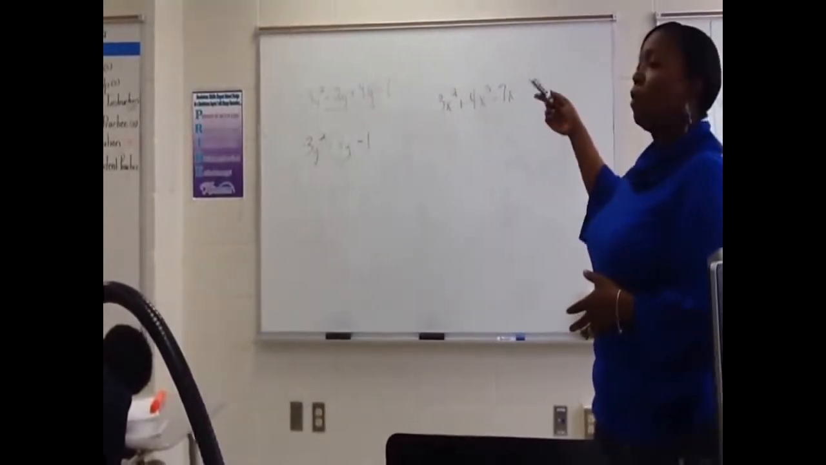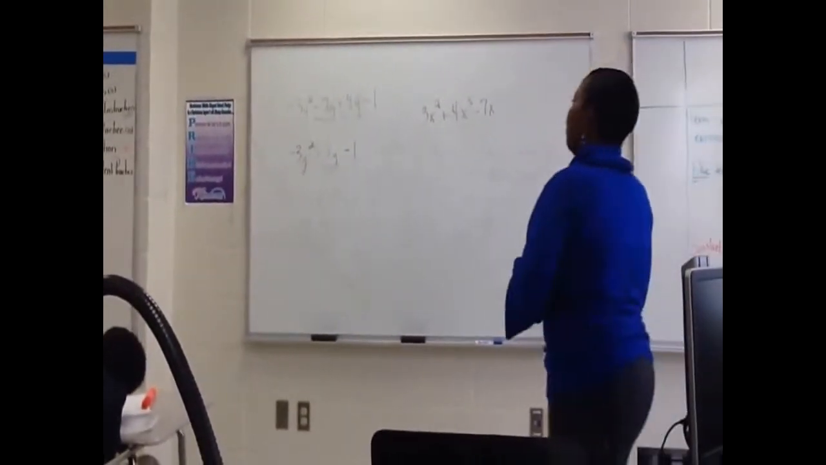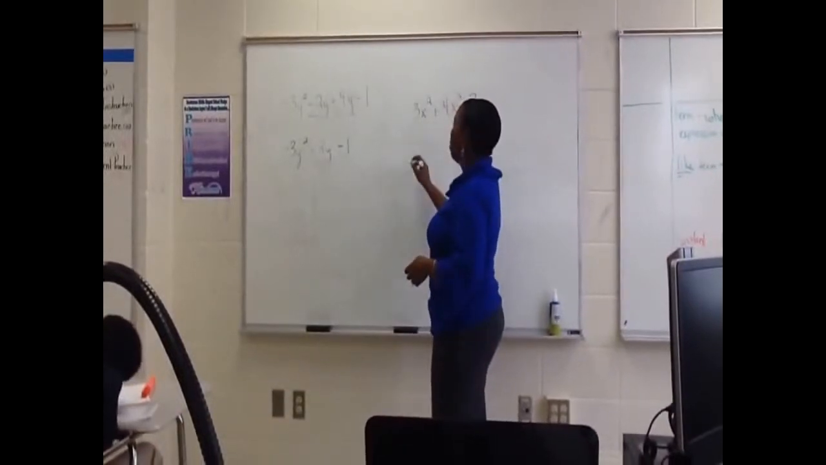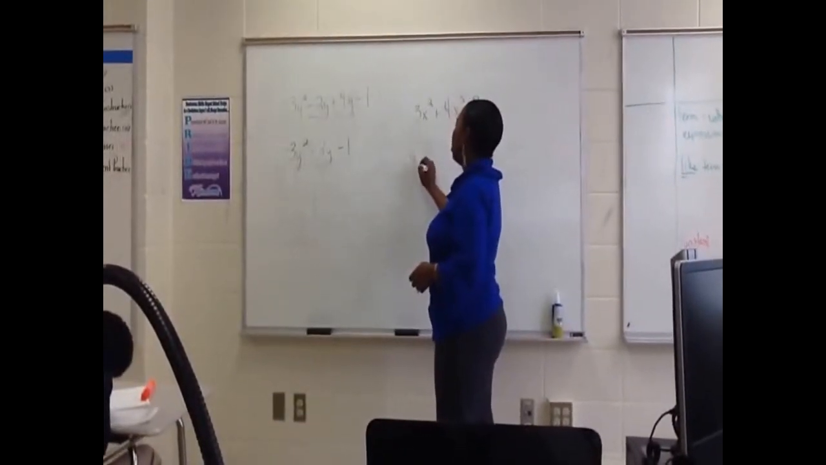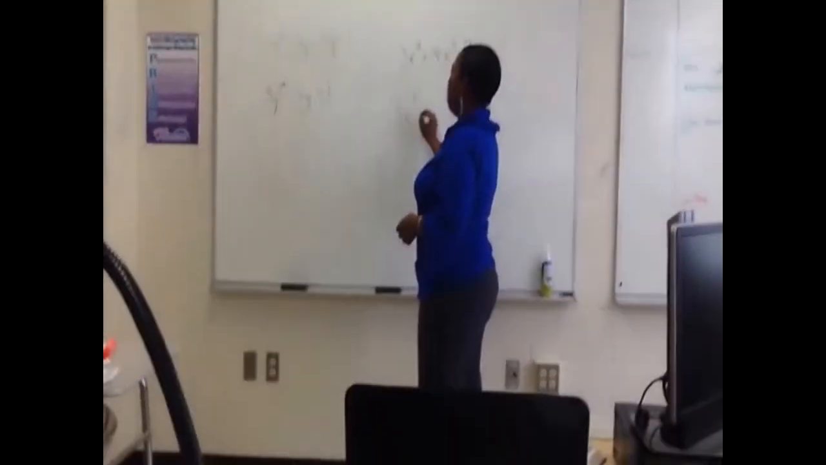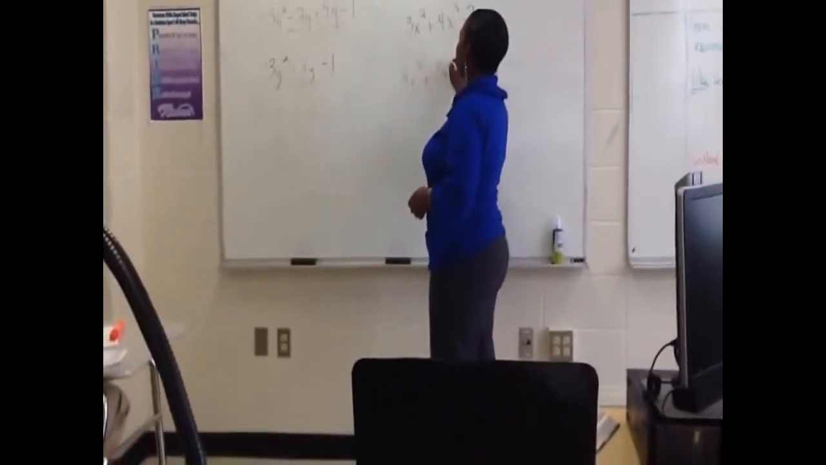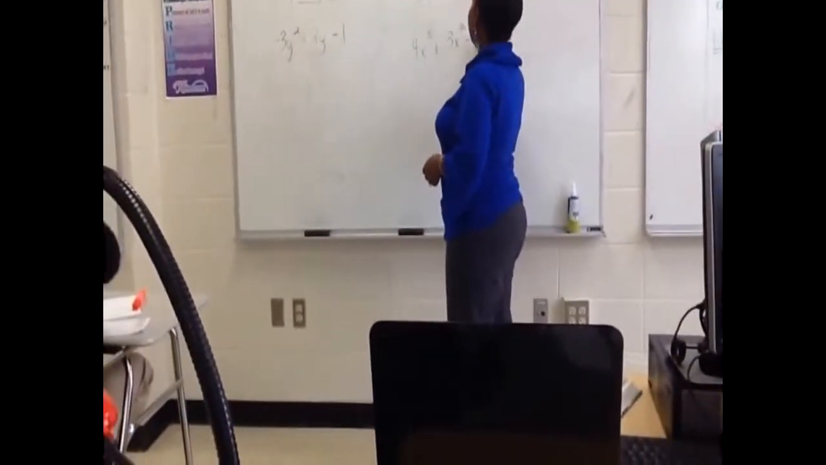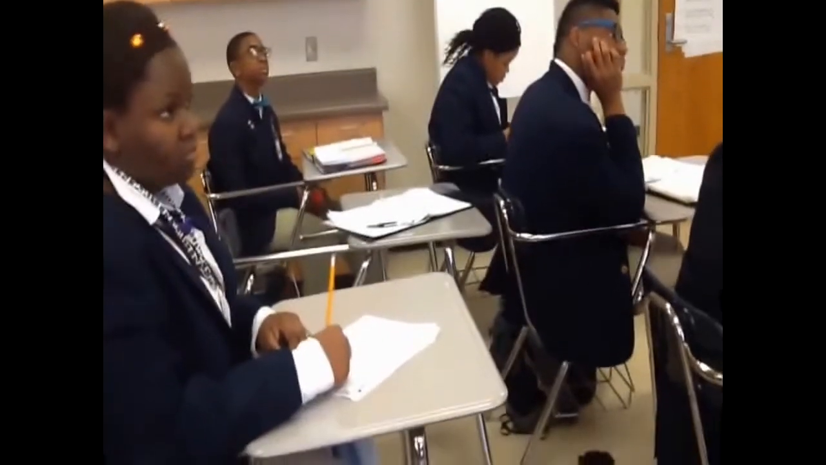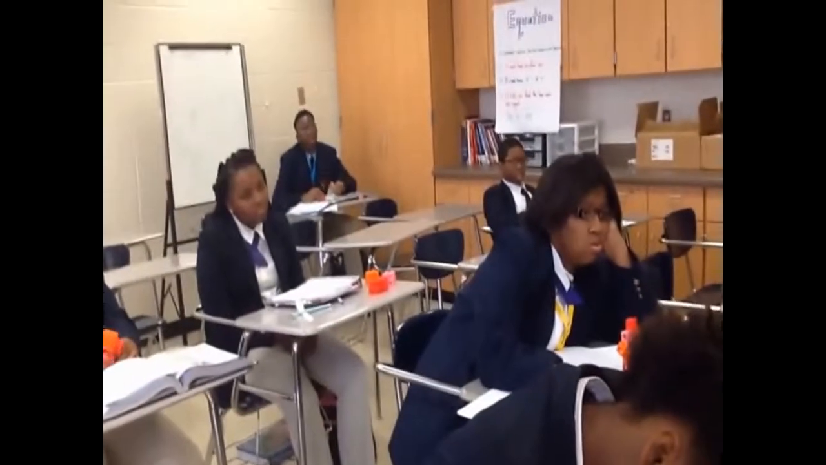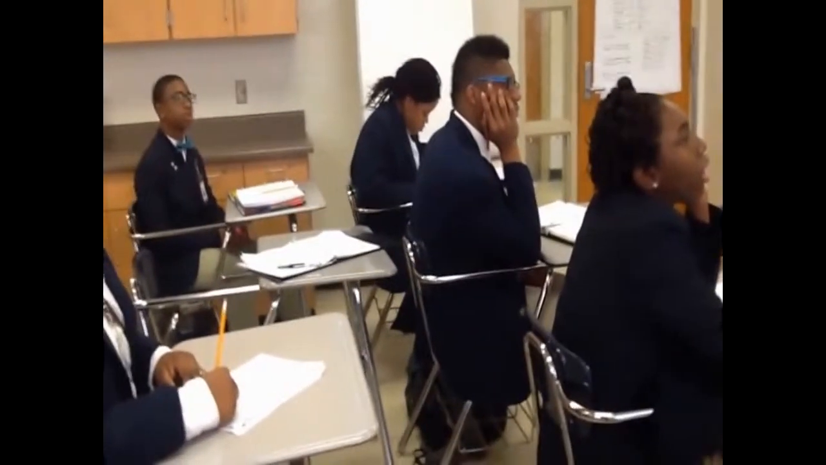Now, I want to put this in order from greatest to least exponent. So this would be what? 4x fifth plus 3x to the second minus 7x. Now, if they ask you what is the leading coefficient of this, what would you say? 4x. The leading coefficient. Think about it. 4x to the power 5. Why would it be 4?